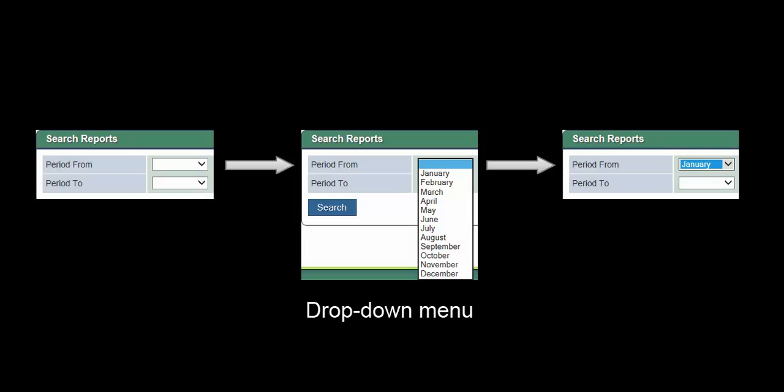A drop-down menu is a specific type of field that allows you to make a selection from a defined list of options. Click a drop-down menu to view the available options. Click on an option to select it. You know a field is a drop-down menu if you see a down arrow on the right side of the field.